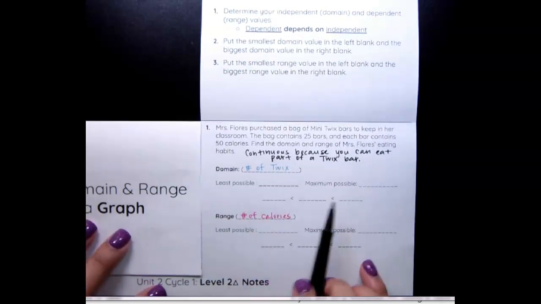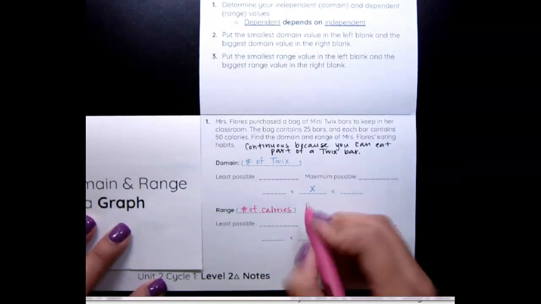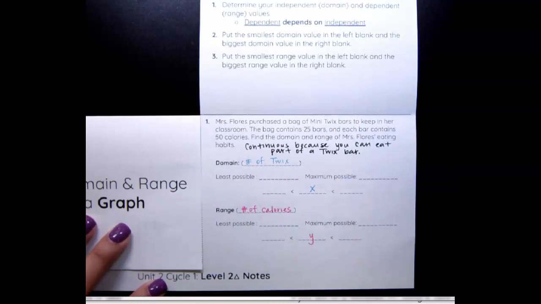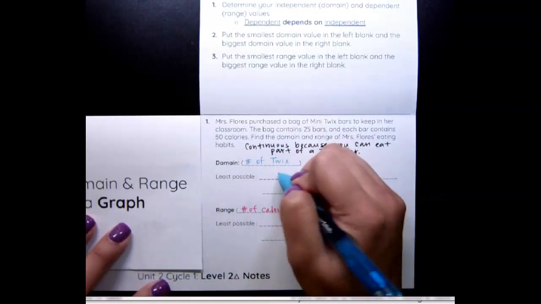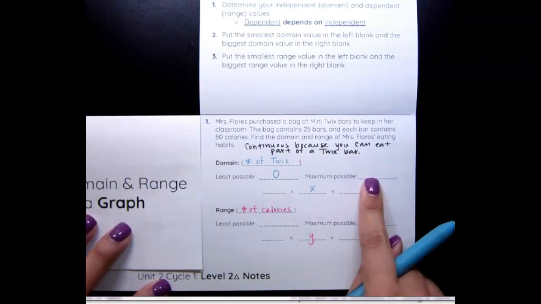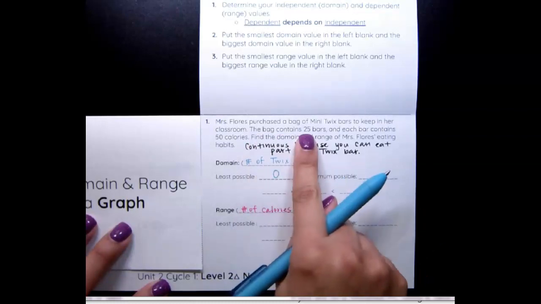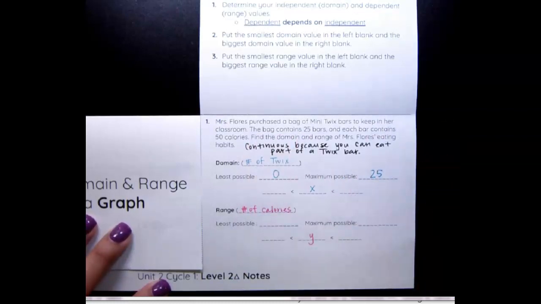So it has those inequality symbols. Now, domain is X and range is Y. Well, what is the least possible number of Twix bars that Miss Flores can eat? Well, 0. I could eat 0. But what is the maximum possible number? Well, it tells me the bag contains 25. So the most I can eat is 25.